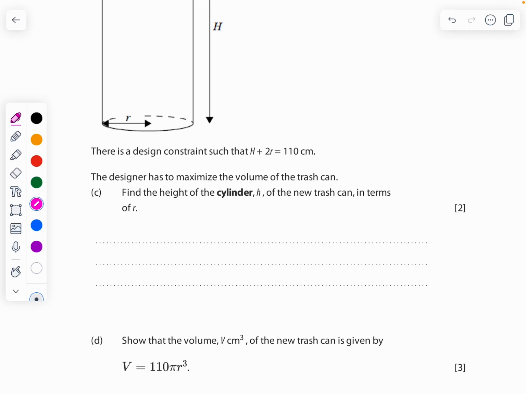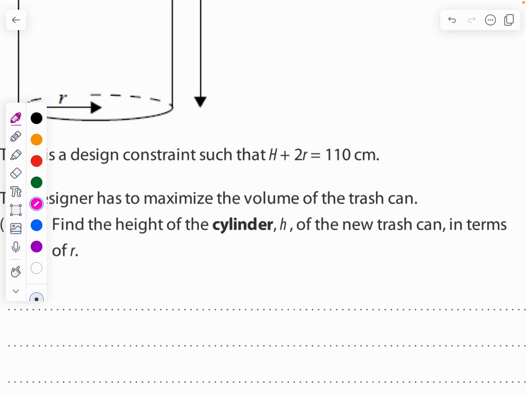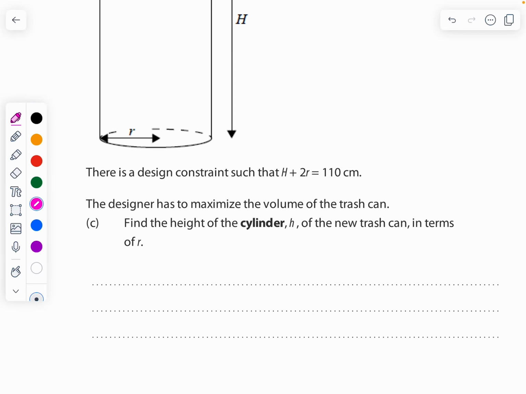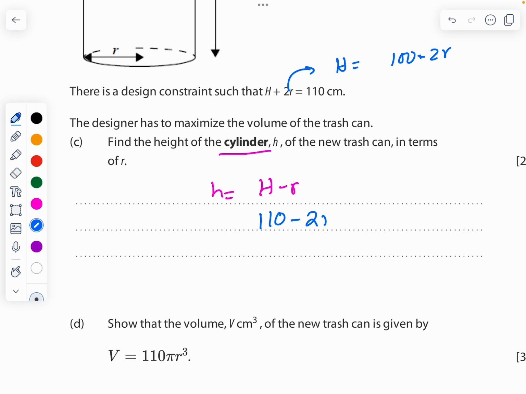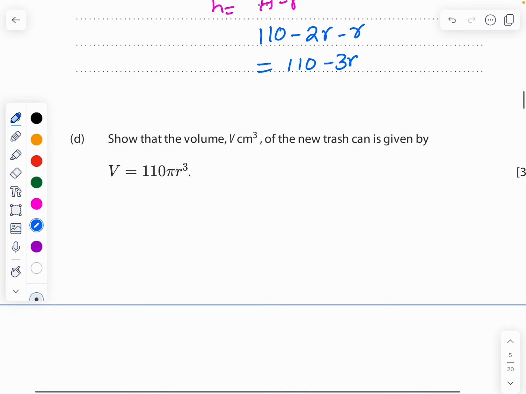So, what has been given? H plus 2r equals 110. We want the volume of the trash can. Find the height of the cylinder. The height of the cylinder is total height minus r. Now, capital H is from here. What is the capital H value from here? Capital H is 110 minus 2r. So I plug in that one over here: 110 minus 2r minus r, which equals 110 minus 3r. Show that the volume V is given by 110 pi r squared minus 7 upon 3 pi r cubed.